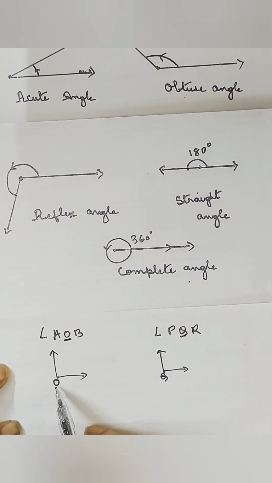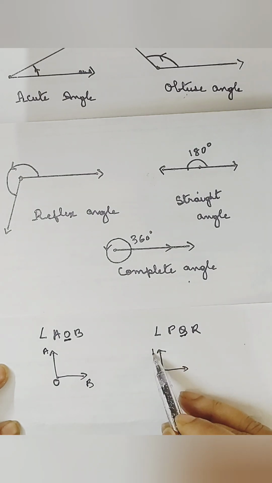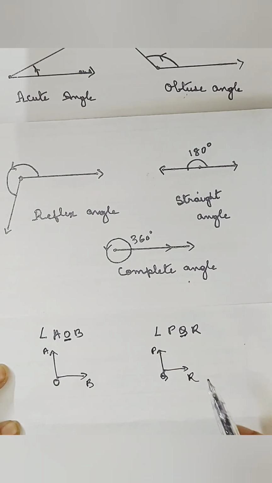So in this case, if this one is O, I can write here A, O, B, and this one is P, and this one is R.